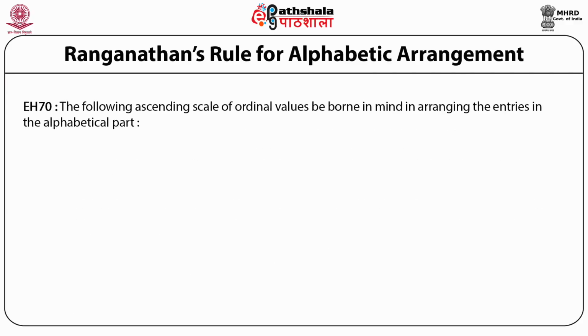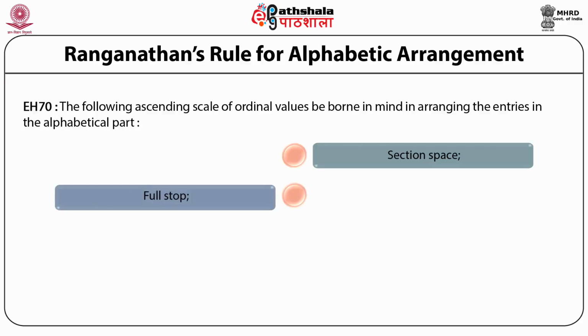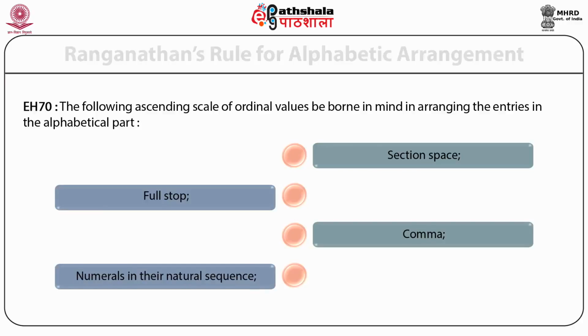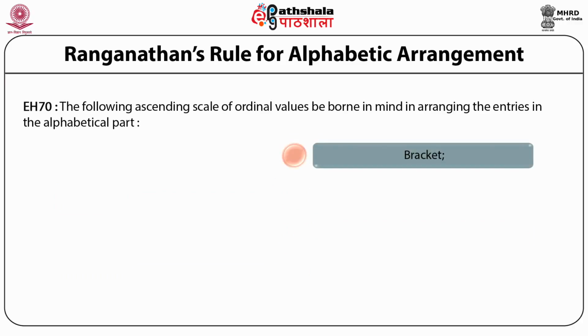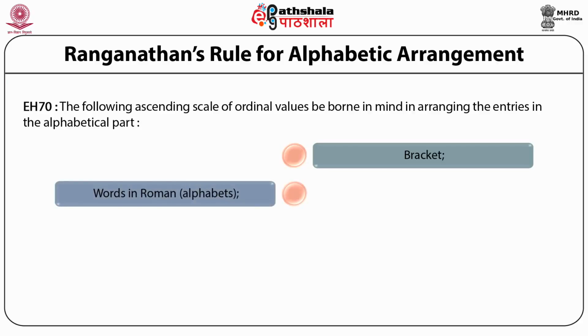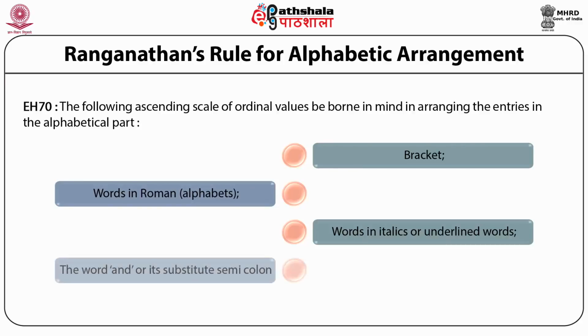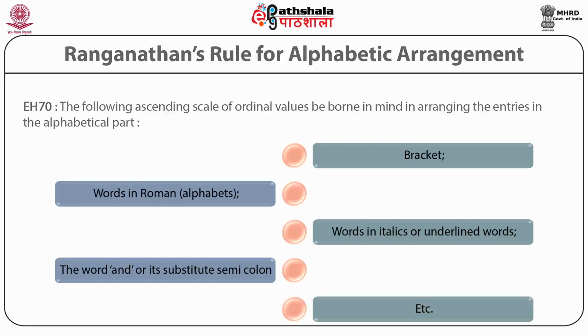Rule number EH70. The following ascending scale of ordinal value should be borne in mind in arranging the entries in the alphabetical part. First is section space, second is full stop, third is comma, fourth is numeral in their natural sequence, fifth is bracket, sixth is words in Roman alphabets, seventh is words in italics or underlined words, eighth is the word 'and' or its substitute, semicolon, and ninth one is etc.